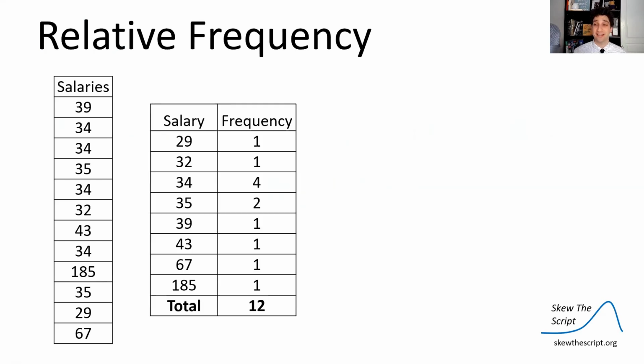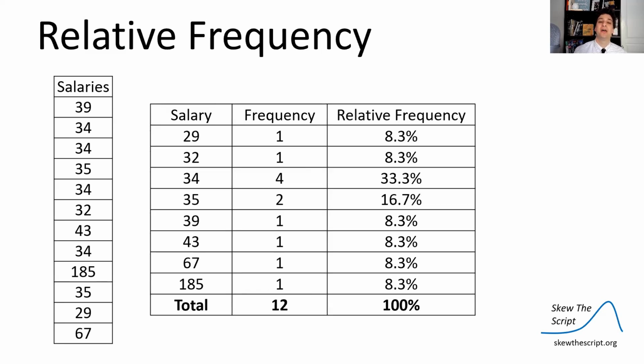We can take these salary data points and show their frequencies. One person made $29,000, the lowest salary value in this data set. One person made $32,000, four people made $34,000, etc. So this is a nice little summary of the data set that we have for a total of 12 salary data points.